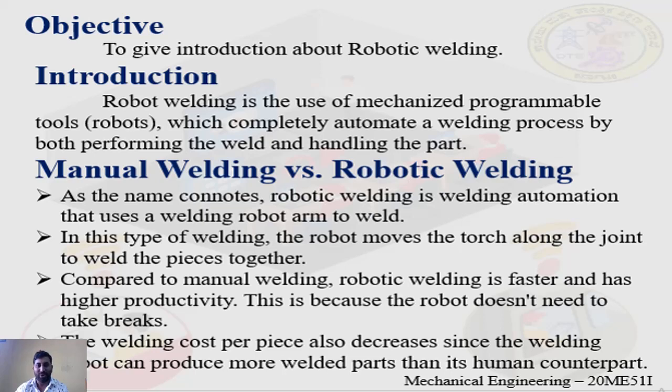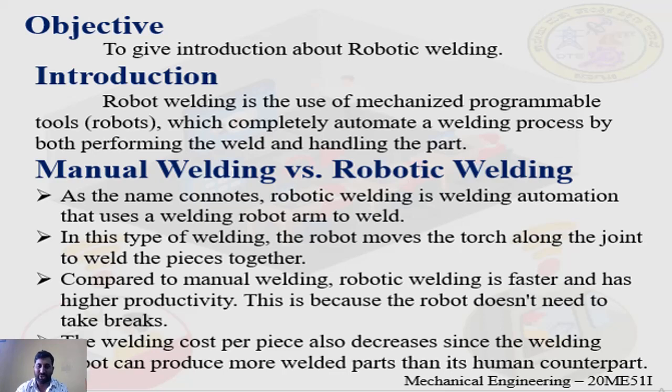Introduction. Robot welding is the use of mechanized programmable tools called robots, which completely automate a welding process by both performing the weld and handling the part. That means we are feeding a program to the robot, and that robot will take care of the welding and material handling process. Manual welding versus robotic welding: we will compare how manual welding and robotic welding differ.